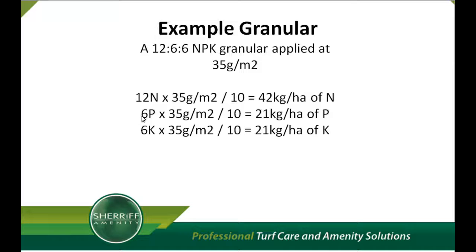You can then simply repeat for phosphate and potassium, which in both cases is 6, or 6%, times 35 grams divided by 10, which will equal 21 kilograms per hectare of phosphate and potassium.